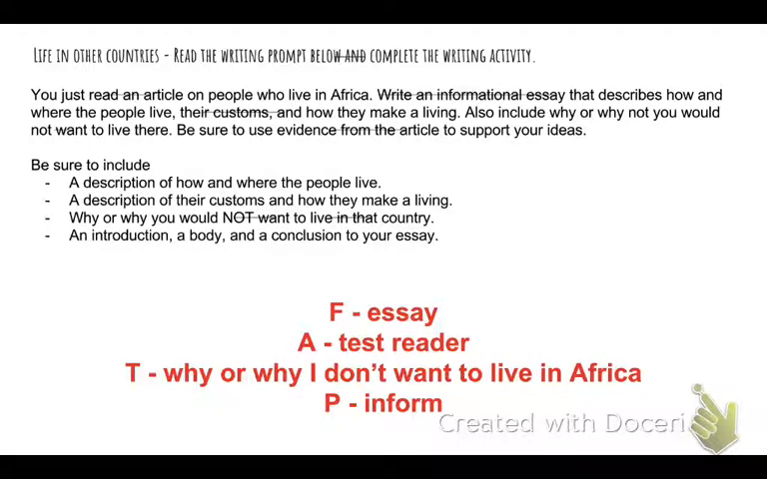So this should look really familiar. This is a prompt we did with FAT-P, and it's all about life in other countries and people who live in Africa. So you can tell by the FAT-P we're writing an essay. There's a test reader. The topic is why I don't want to live in Africa. And then my purpose is to inform my audience. So the next step we're going to do is come up with a very basic plan. It shouldn't take us very long to set it up.